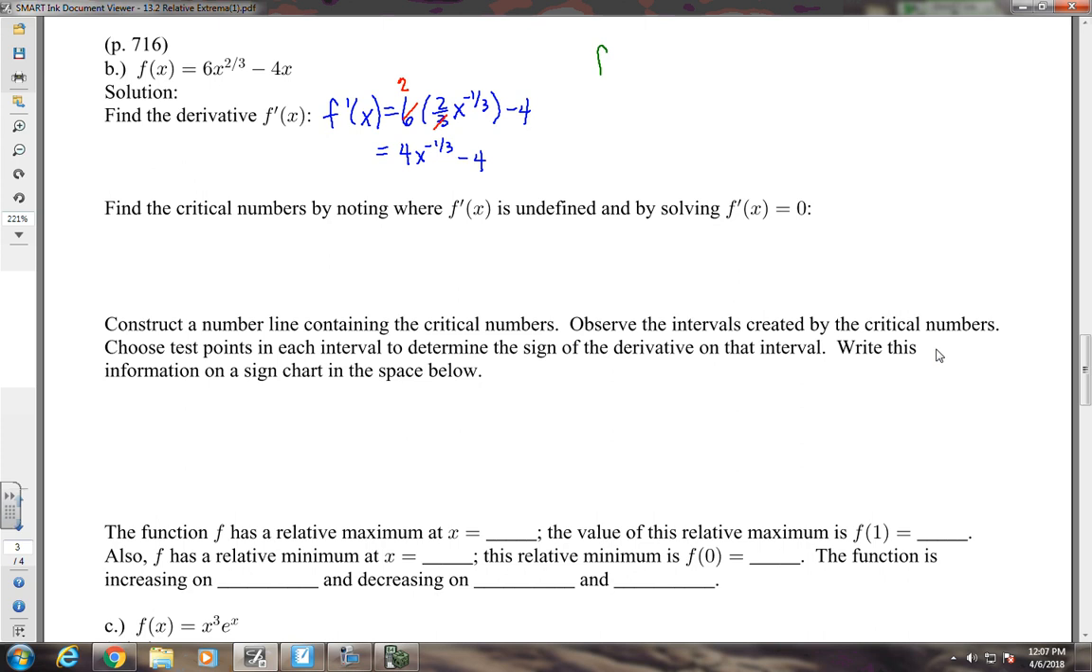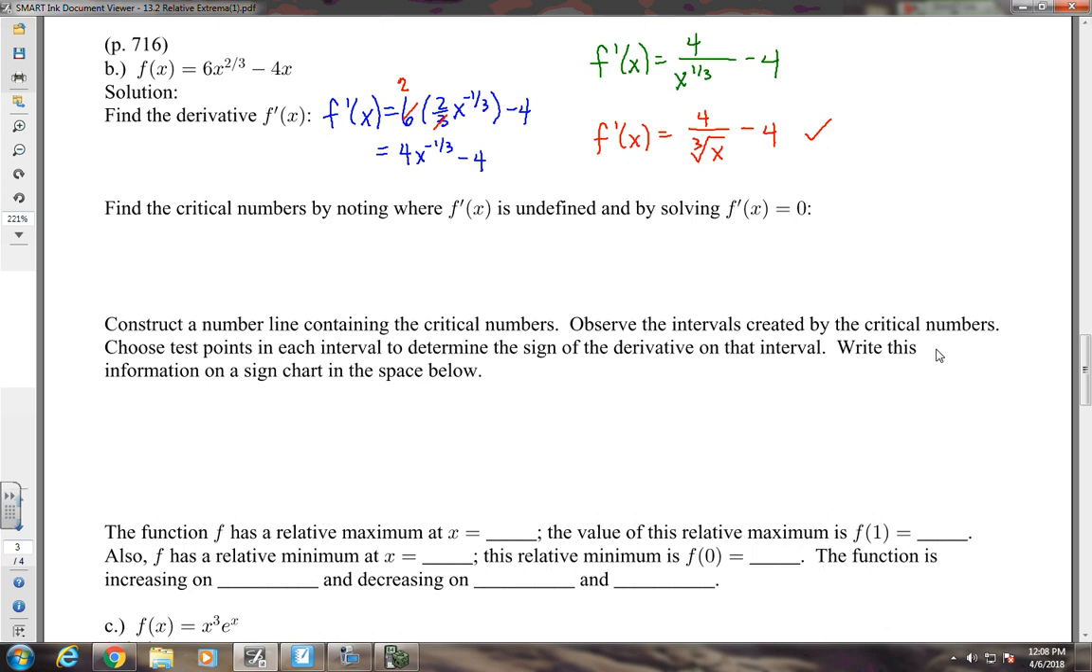We could also say the derivative could be written as 4 over x to the 1/3 minus 4, or you could also see it as 4 over the cube root of x minus 4. All 3 of those are equivalent. Probably the easiest one to work with algebraically is going to be this last perspective. Seems to make the most sense to our brains.